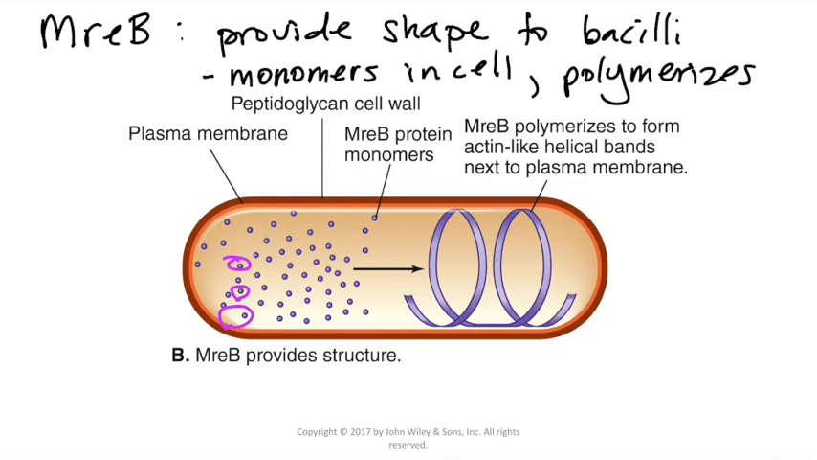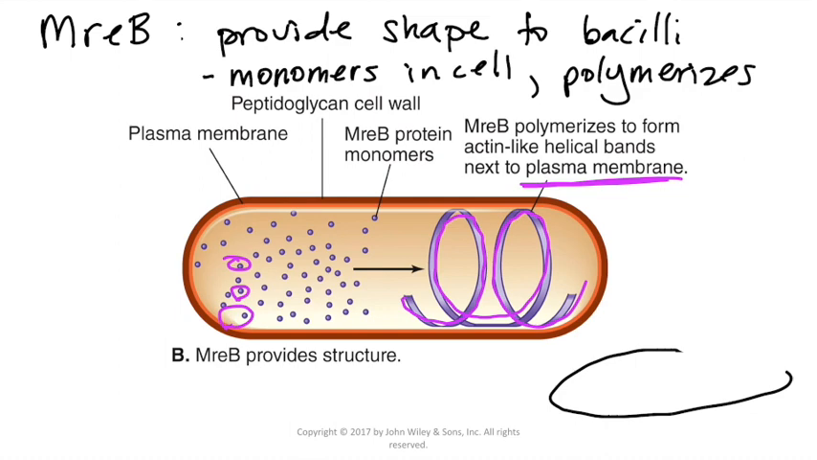They polymerize to form these sort of ribbon-like helices. They go throughout the cell, attaching next to the plasma membrane, and in a fully polymerized cell, they would go from one end all the way to the other. We can draw that pretty poorly if we just do this. So from one end all the way to the other.